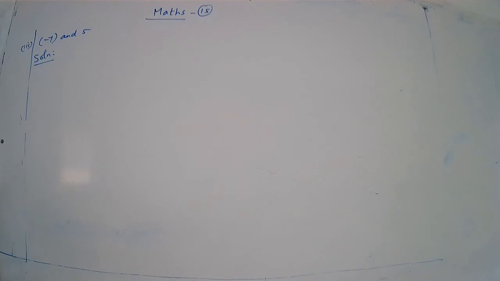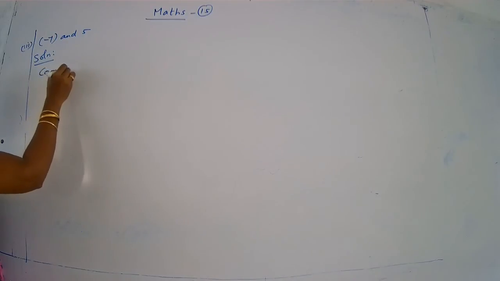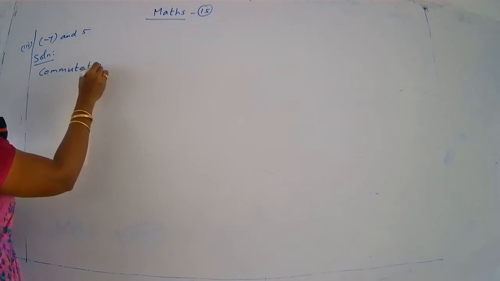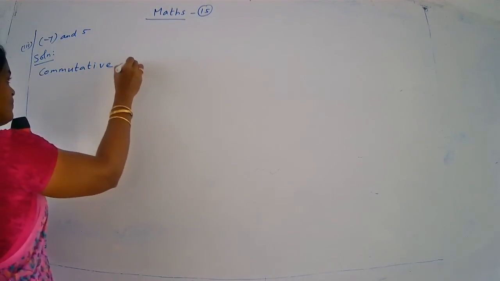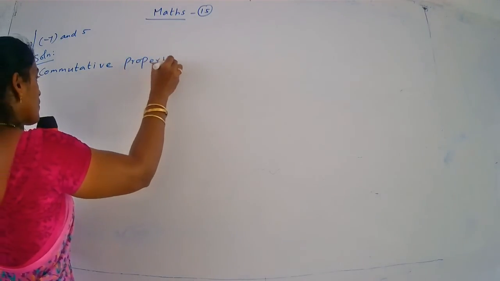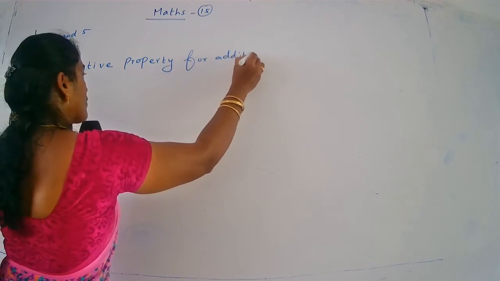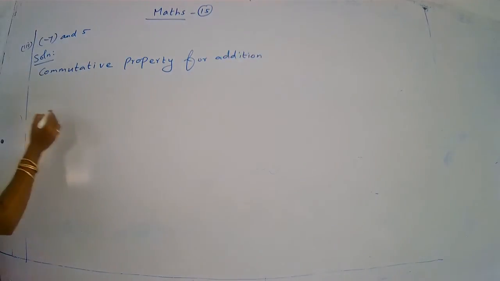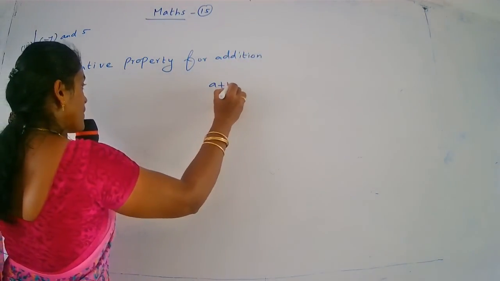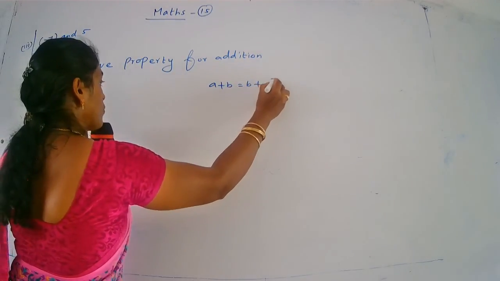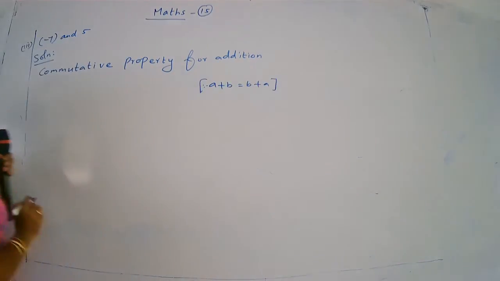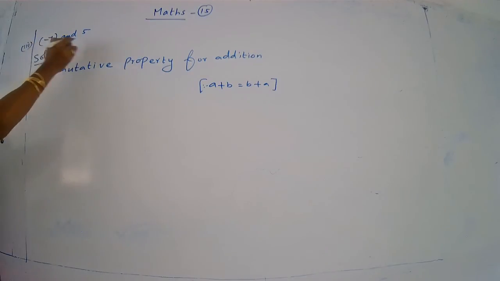Now you change the order. That means 5 into -7. Plus into minus is minus. 5 sevens are 35. Here also the answer is the same. Both are the same. So commutative property is true for multiplication. So hence verified. Do you understand, children? Yes. Now write it in your classwork note. In first question, third one. Okay, write.